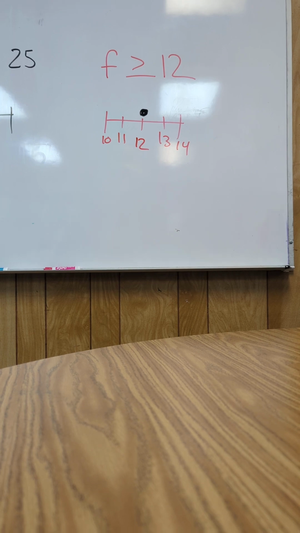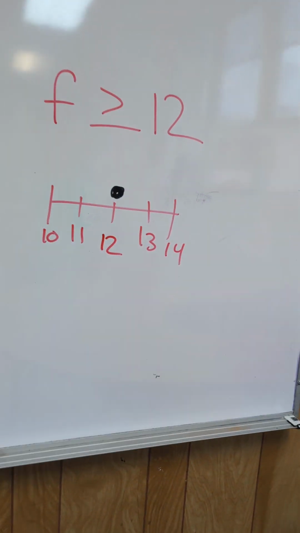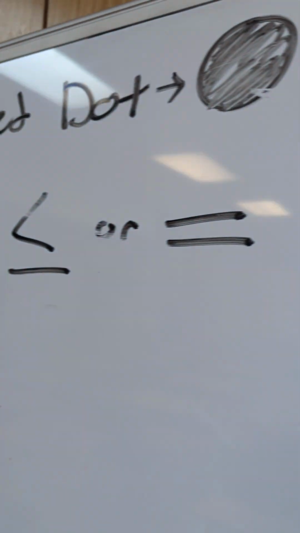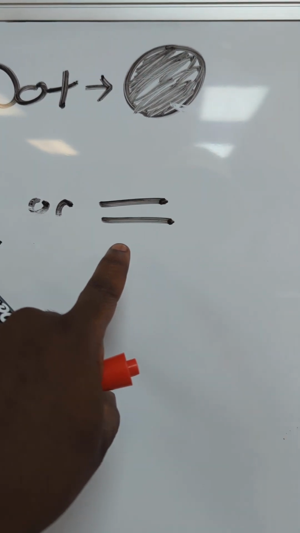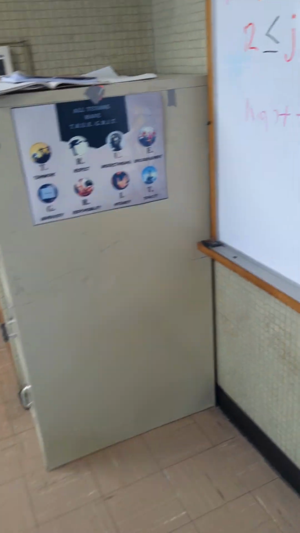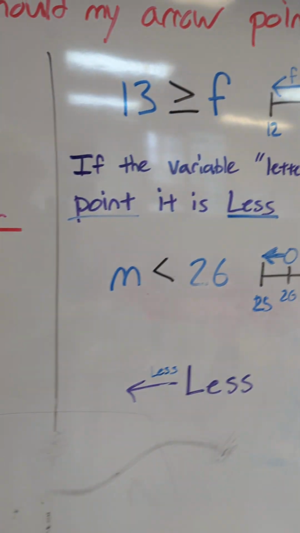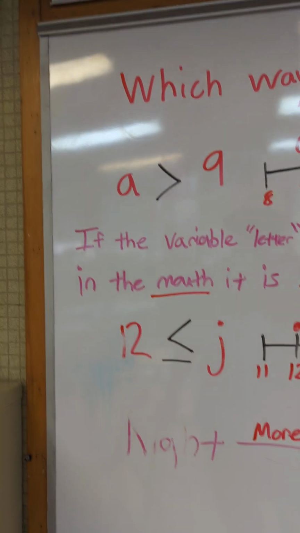Then you need to determine if it needs an arrow or which way the arrow goes. Every graph is going to have an arrow unless it has the equal sign, because if it's just equal, it's only that answer, so you'll only have a closed dot. If you have greater than or less than, or greater than or equal to, or less than or equal to, you'll always have an arrow.